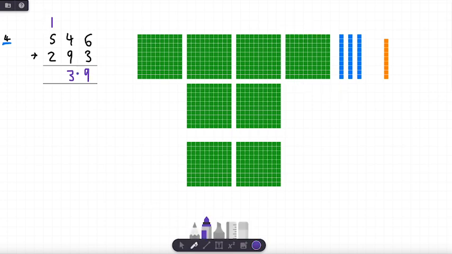So we've got our 13 there, and then we've got 100 plus 500 plus 200. 1 plus 5 plus 2 is 8. 839.